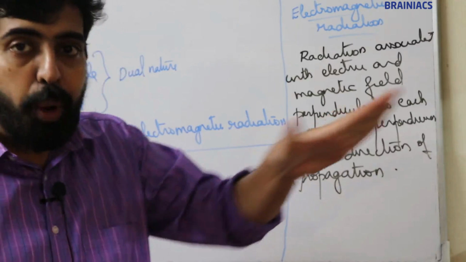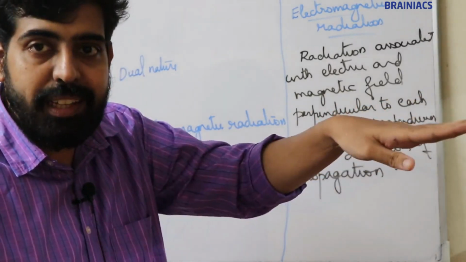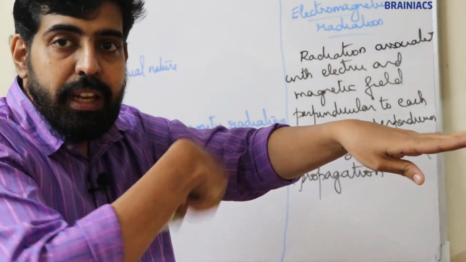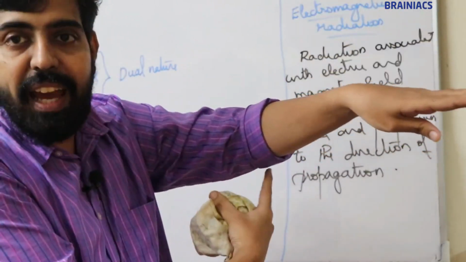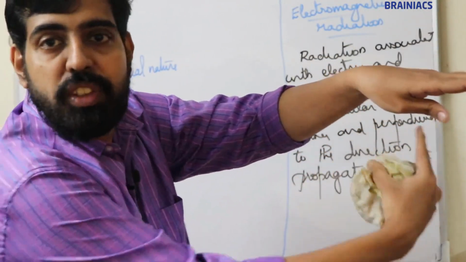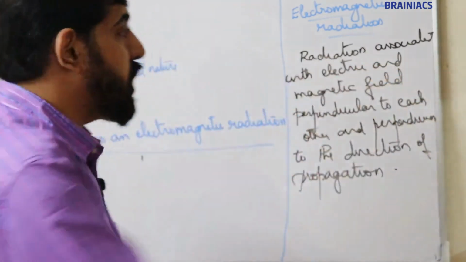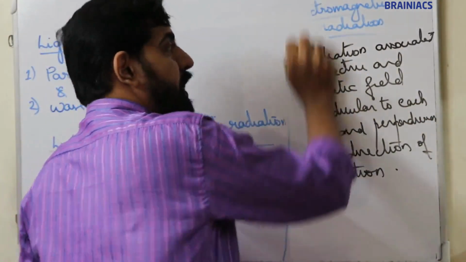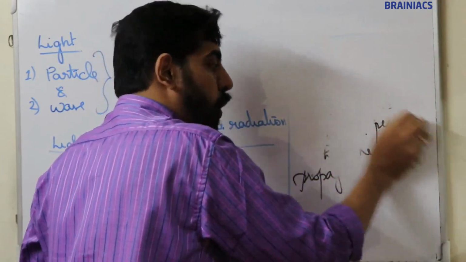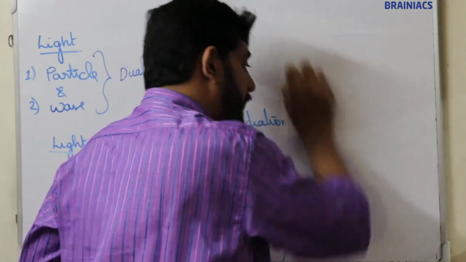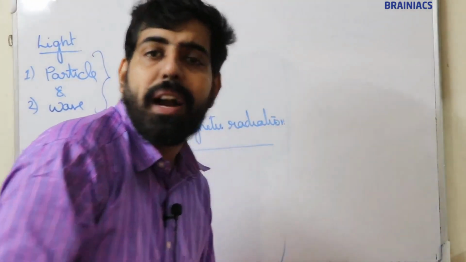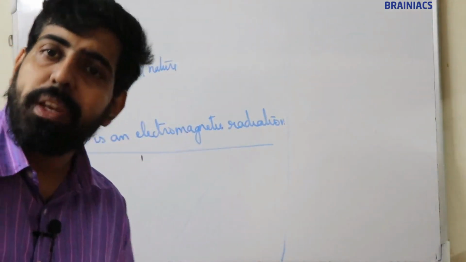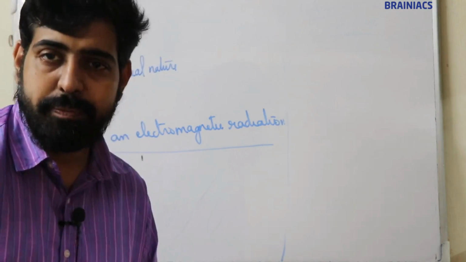If a radiation is propagating along the x-axis, and in the y-axis an electric field is propagating with that radiation, and in the z-axis a magnetic field is propagating with that radiation, then those radiations are known as electromagnetic radiation. Initially we thought that light is the only electromagnetic radiation, but later we came to know that there are so many other electromagnetic radiations.